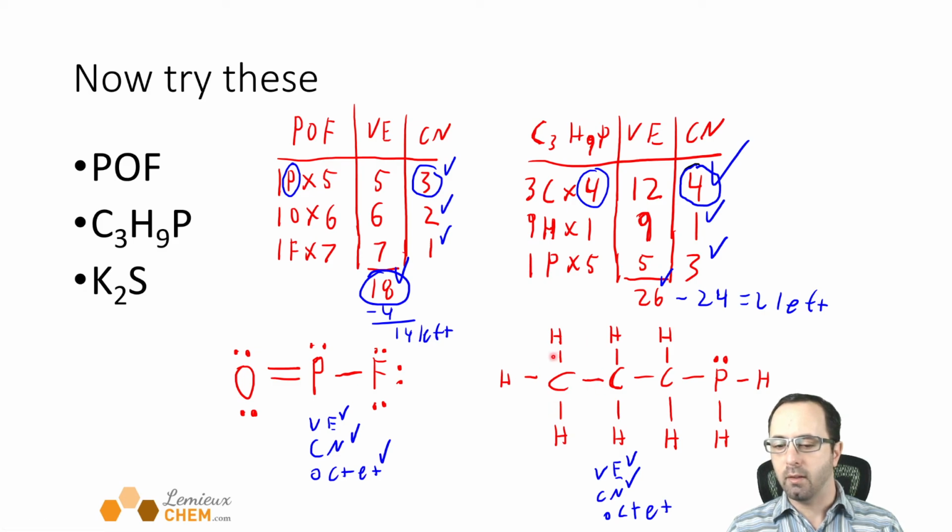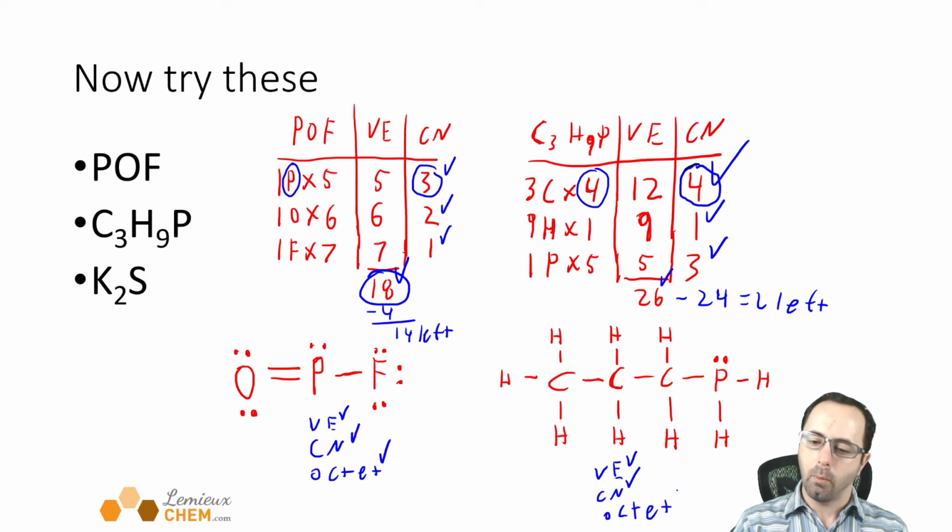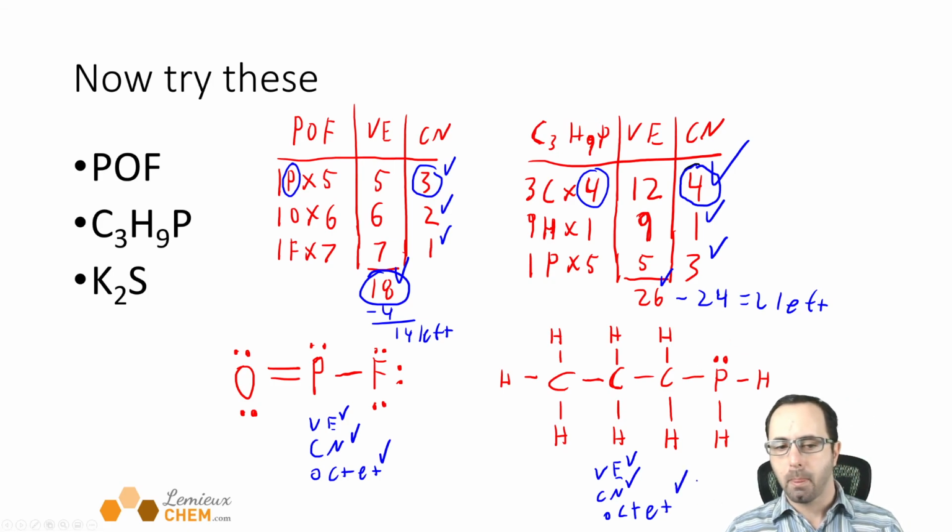Does this carbon have an octet? 2, 4, 6, 8. Yes. Does this carbon have an octet? 2, 4, 6, 8. Yes. Does this carbon have an octet? 2, 4, 6, 8. Yes. Does this phosphorus have an octet? 2, 4, 6, and 8. Yes. We are good.